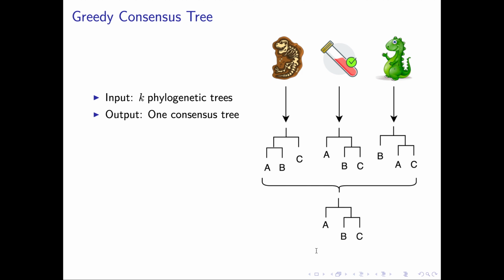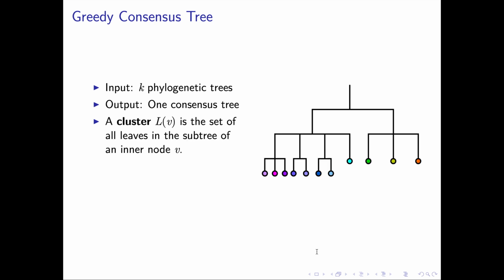Recall the input of the greedy consensus tree is k conflicting phylogenetic trees over the same set of n species, and the output is a single phylogenetic tree as the consensus tree. On these phylogenetic trees, we first define the concept of a cluster. A cluster L_V is defined as the set of all the leaves within the subtree of an inner node V.